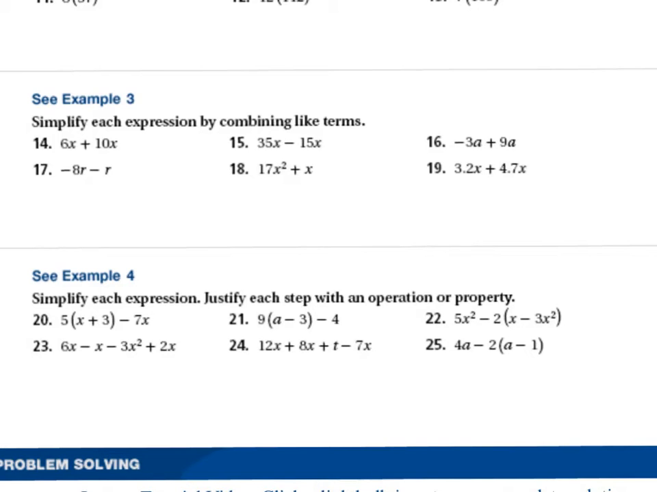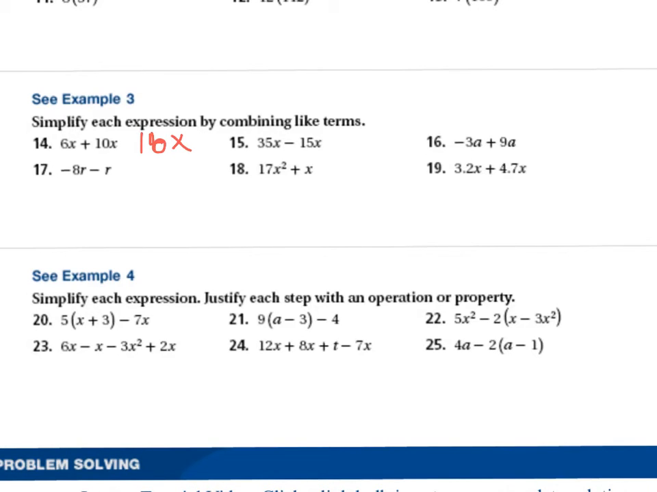Like terms have to have the exact same variable part raised to the same exponent part. And then it's just combining them together, like black jelly beans combined with black jelly beans and pink jelly beans combined with pink jelly beans, but black jelly beans and pink jelly beans don't mix together. So if I'm looking at this first problem, 6x plus 10x, I have 6 x's, I'm adding 10 x's, I get, guess what, 16 x's.